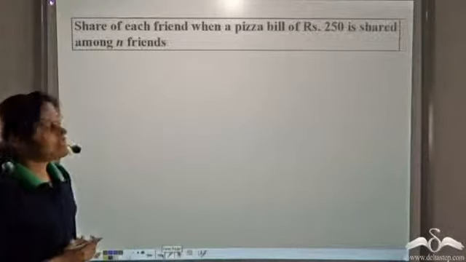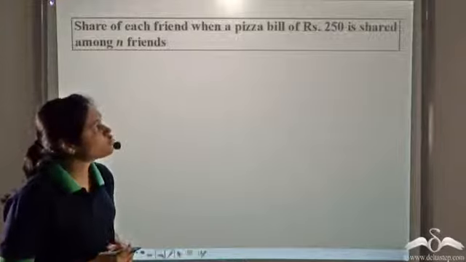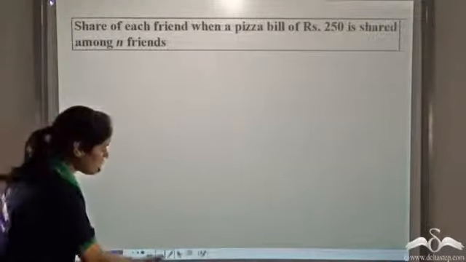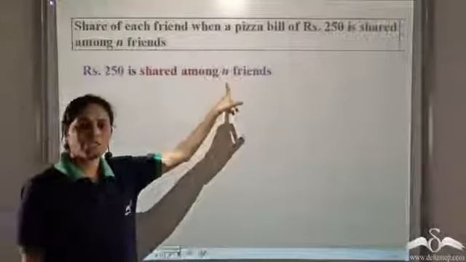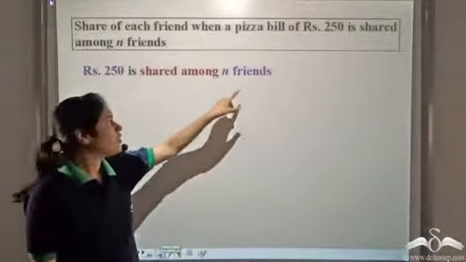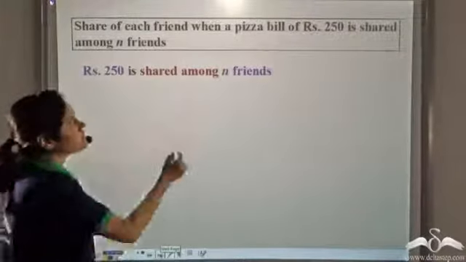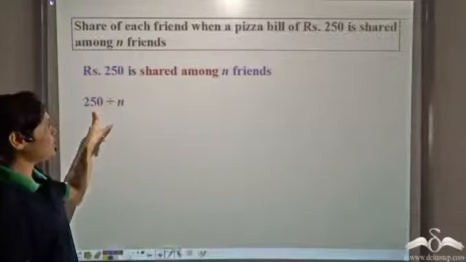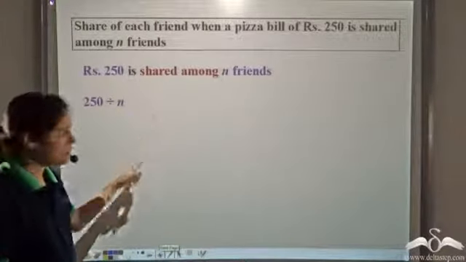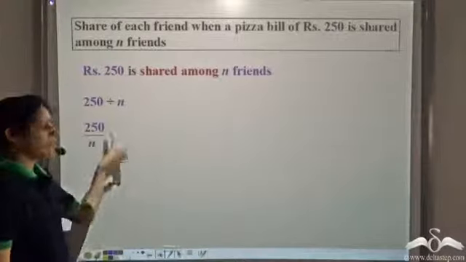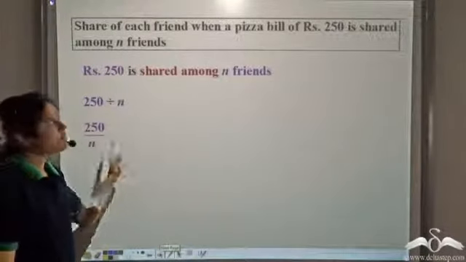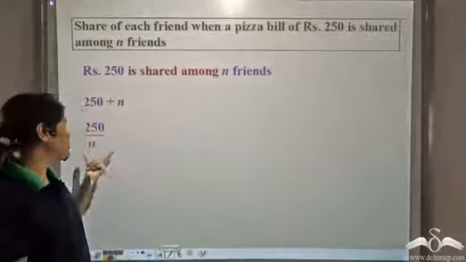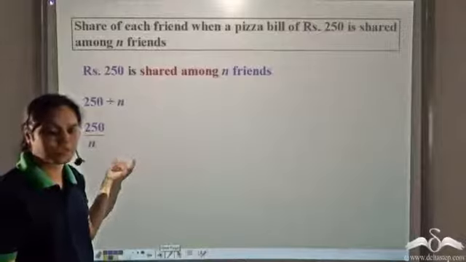Share of each friend when a pizza bill of rupees 250 is shared among n friends. So we have rupees 250 shared among n friends. Shared among n friends means divided among n friends. So rupees 250 is divided by n. So we can write it as 250 by n. Here we have translated a word problem into an algebraic expression.